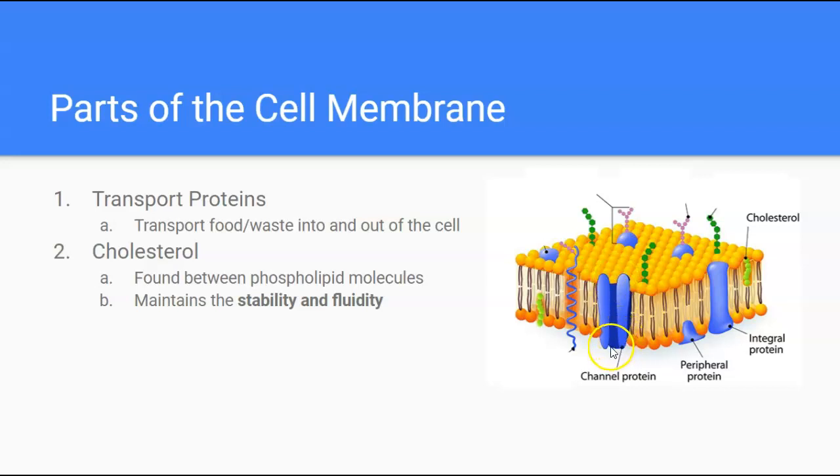Okay, and then the other thing is cholesterol, which are these green circle worm things that you can see. So cholesterol is found between the phospholipid molecules. You can see that it's in between the orange dots. They're not in the proteins or anything like that. They're in between the phospholipids, and it helps maintain stability and fluidity. So stability gives it a little bit more structure, but fluidity also allows some of the other pieces in there to move around as need be.